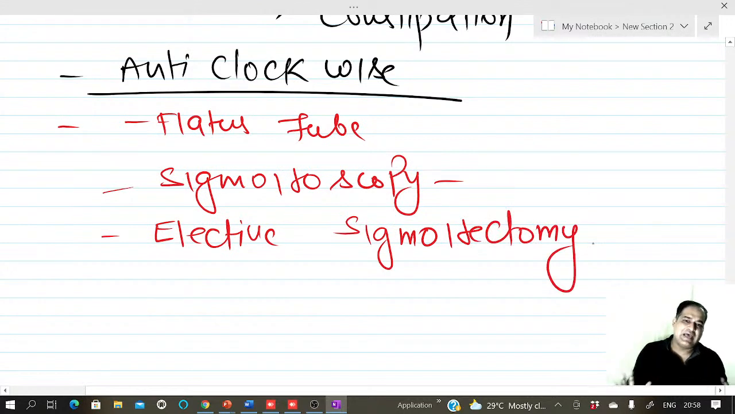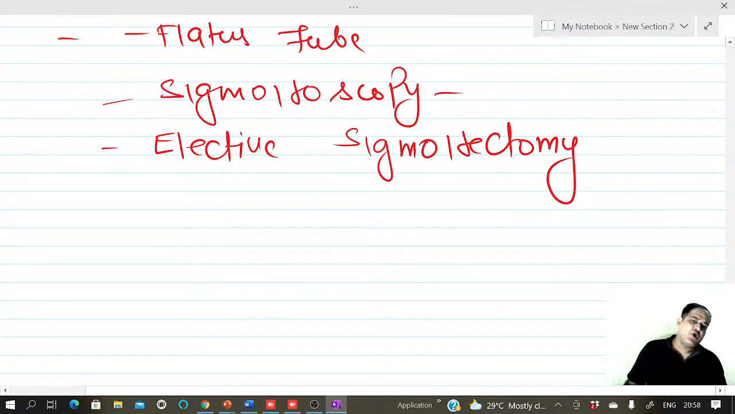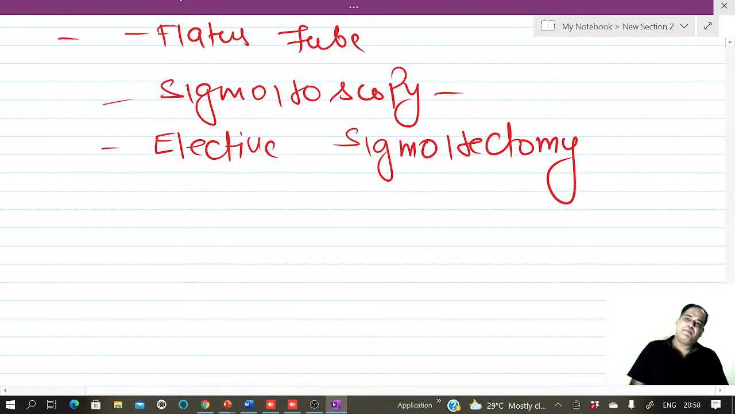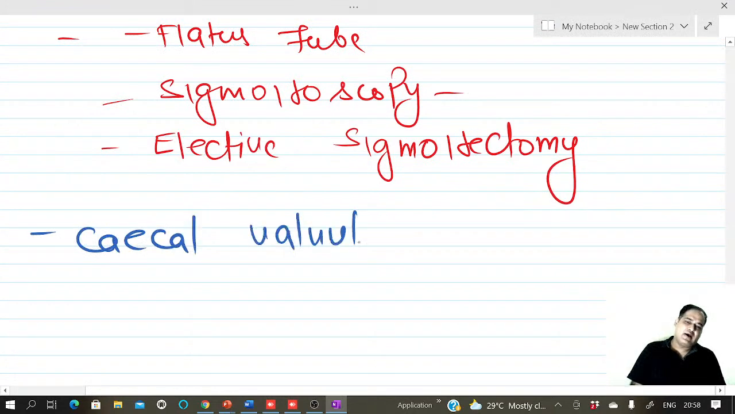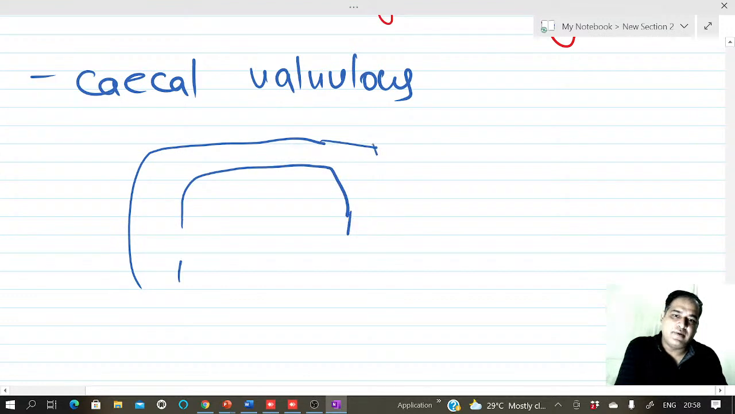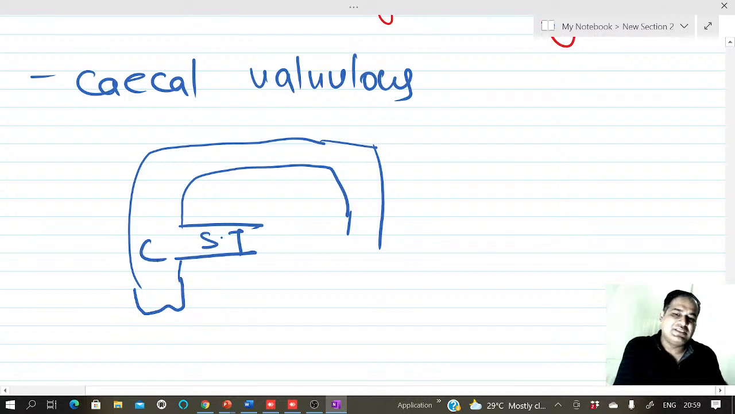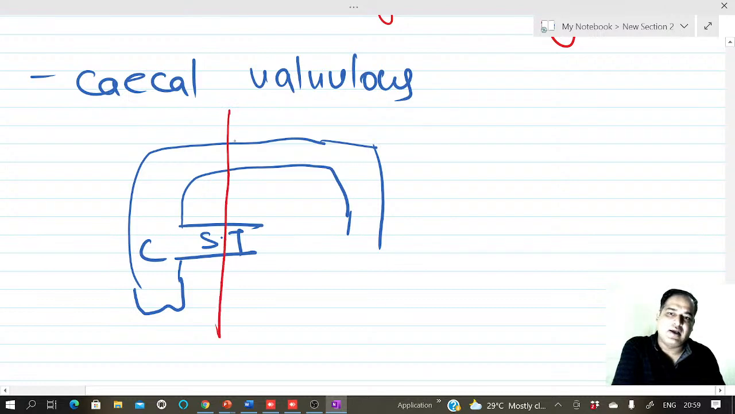Once our patient has stabilized, then we can remove the sigmoid, because it has chances to undergo repeat volvulus. Fine. Now, this volvulus-like thing can occur in the region of the cecum also. Now, you see here, this is small intestine, this is cecum. Fine. So one type of rotation can occur along this axis.